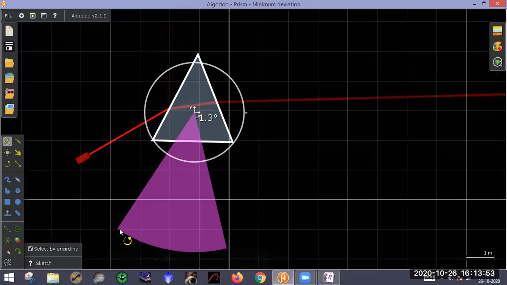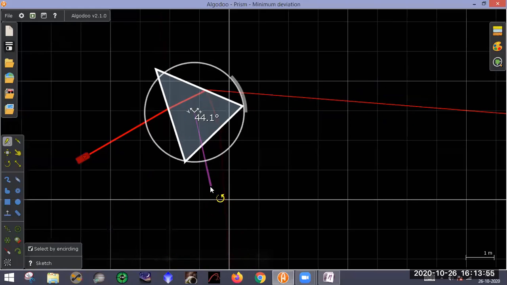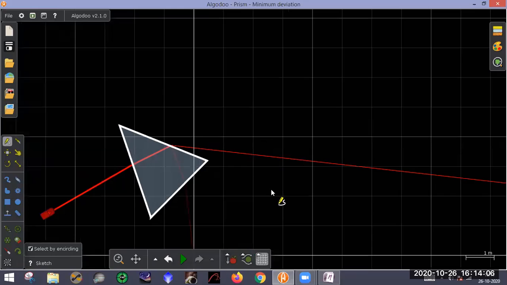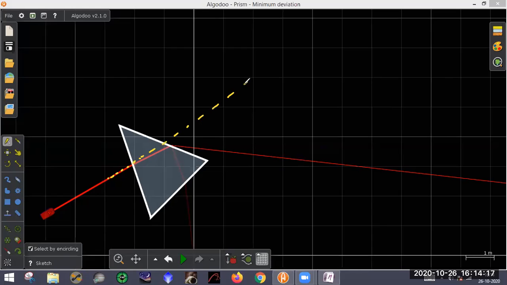Again, just to go through the whole thing, this is where we started. So right now you have some deviation, and as we turn it, the deviation will decrease. This is the deviation.